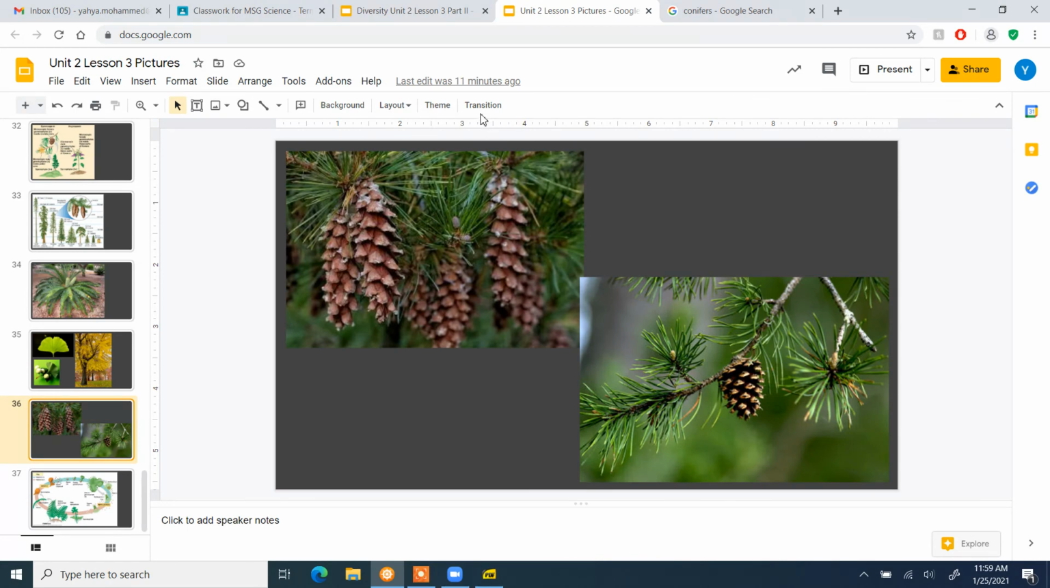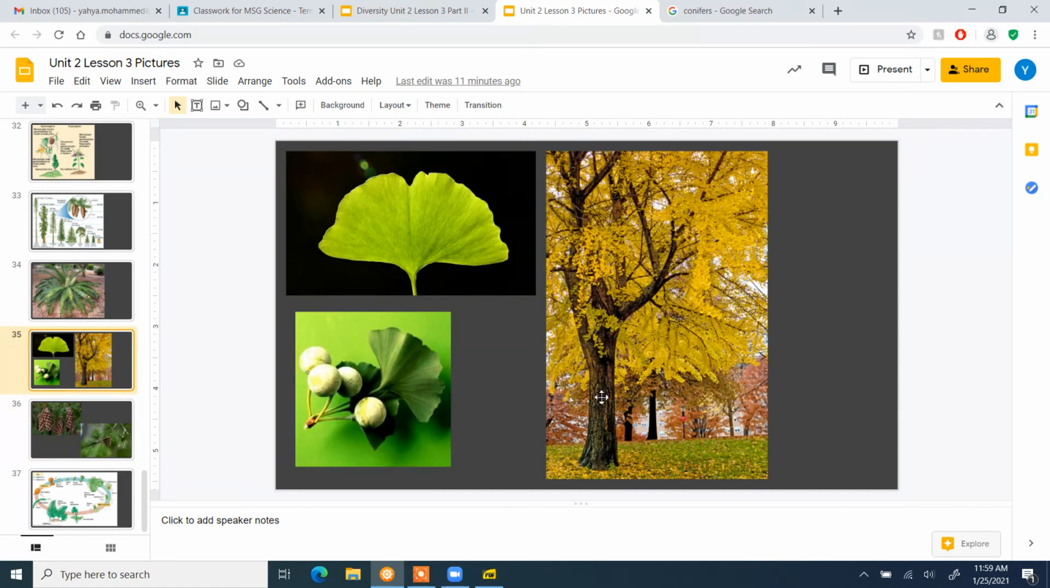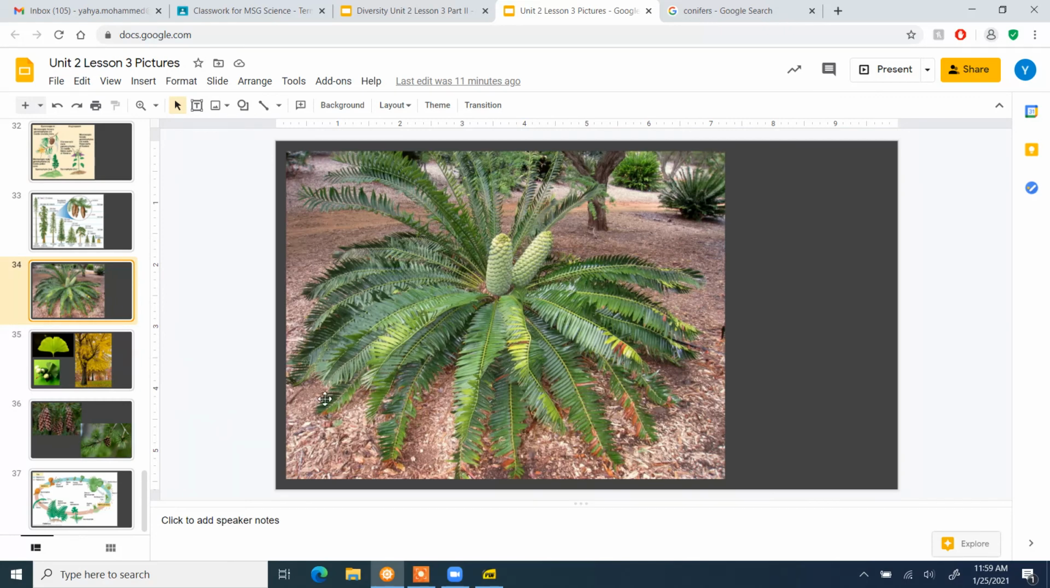These are some examples of conifers. Again, they have these long needle-like leaves, and they produce seeds in cones. Again, all of these are gymnosperms. These are gymnosperms: the conifers, the ginkgo, and the cycads. None of these produce flowers. These are not flowering plants. These are all gymnosperms that do not produce flowers.